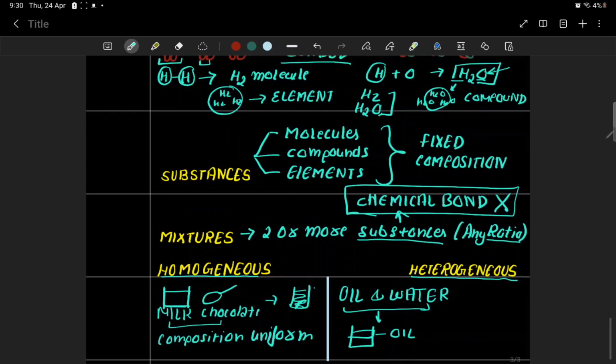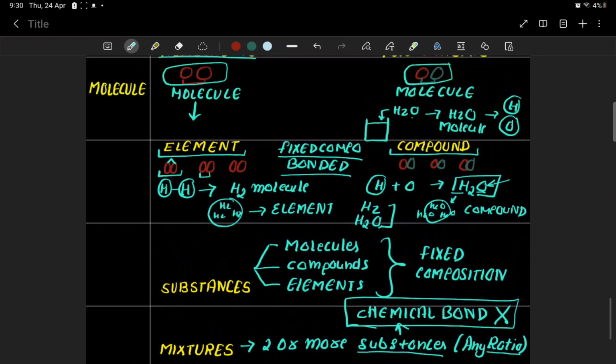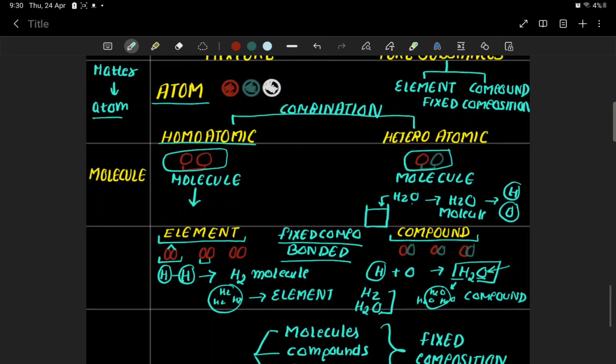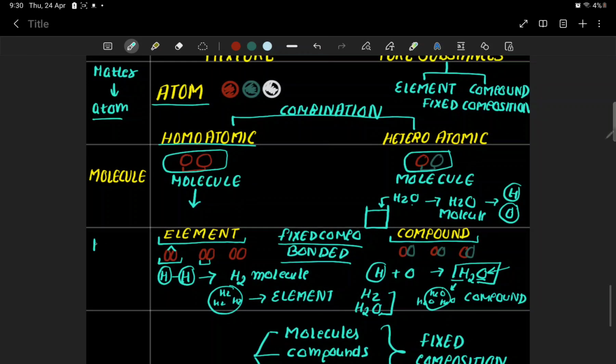So mixtures can be physically separated, be it through filtration, crystallization, distillation, and pure substances cannot be physically separated.